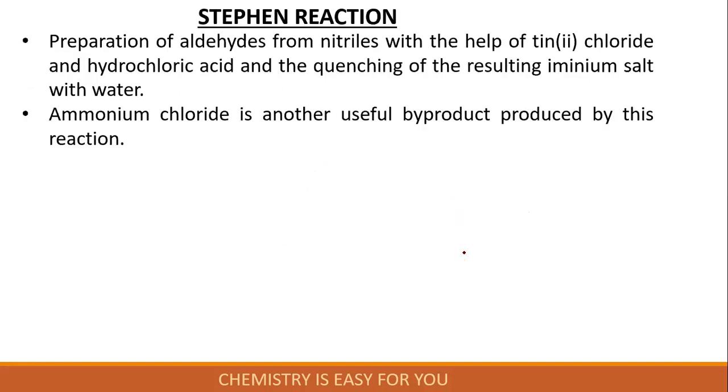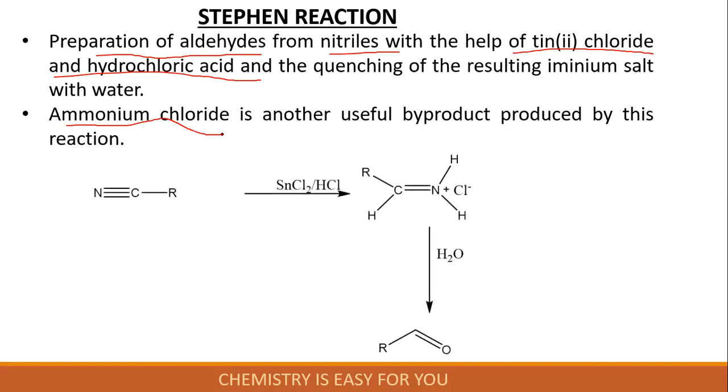And the next and the final reaction today is the Stephen reaction. So in the Stephen reaction, what happens? We actually prepare aldehyde from nitriles, and we have tin chloride and hydrochloric acid as the reagent. So nitrile to aldehyde in the presence of SnCl2 and HCl. The major side product is ammonium chloride.